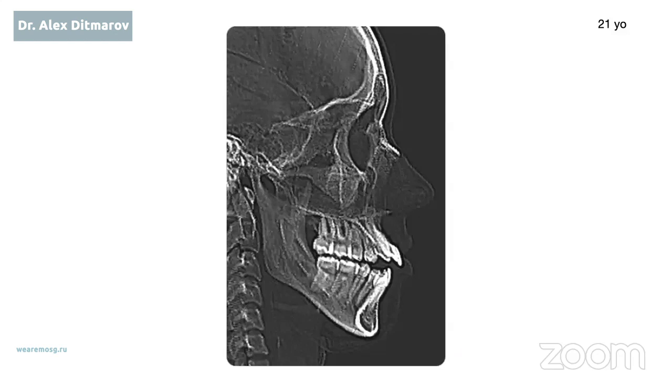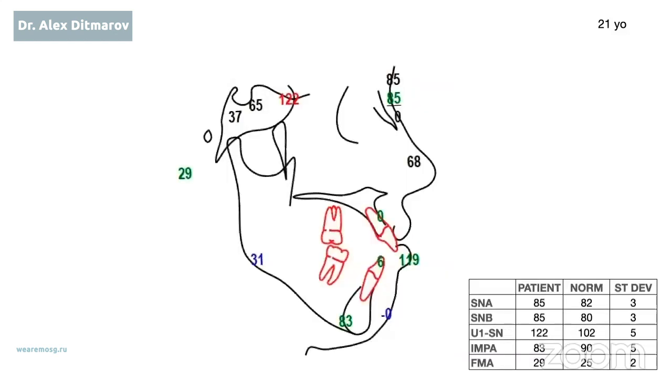And these are the numbers. Increased vertical dimensions. FMA angle 29. It should be around 25. Very much proclined upper incisors, 122 degrees, right? 20 degrees of excessive proclination, and slightly retroclined lower incisors. Her A and B is actually 0, but there is some class 3 tendency.